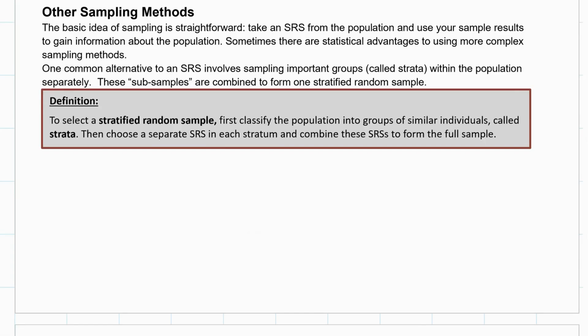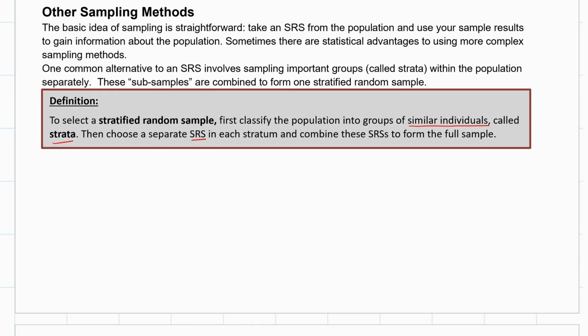A stratified random sample says, well, let's break down our population into subgroups of similar individuals and then do a simple random sample within each subgroup. Okay. The subgroups are called strata. And we do a simple random sample for each stratum and then combine them all into one big sample.